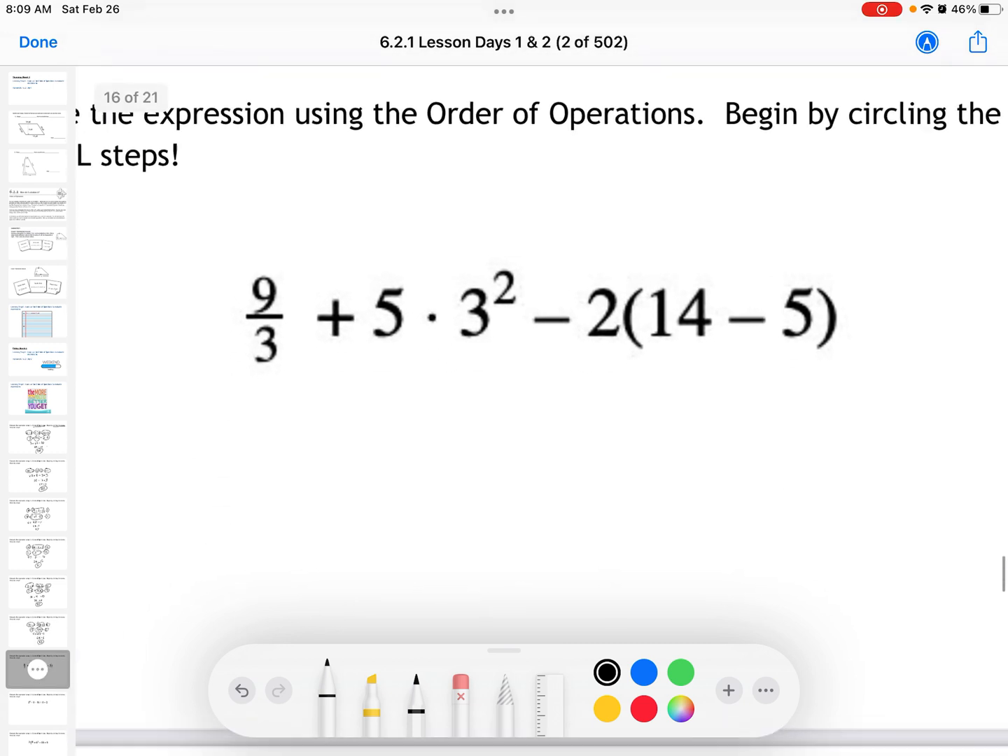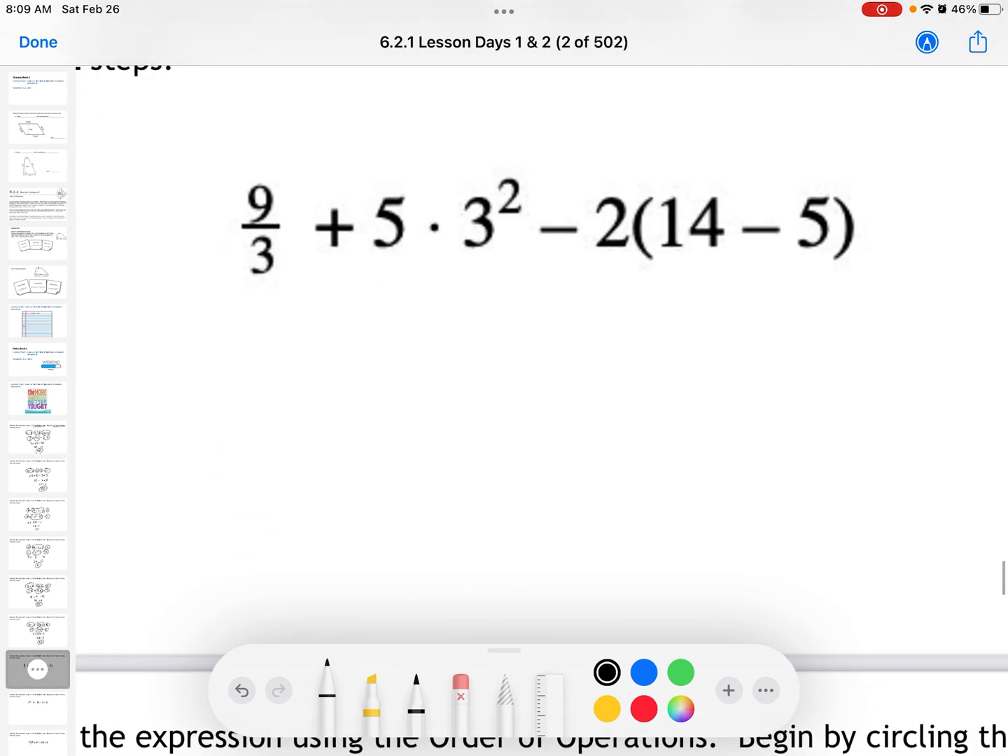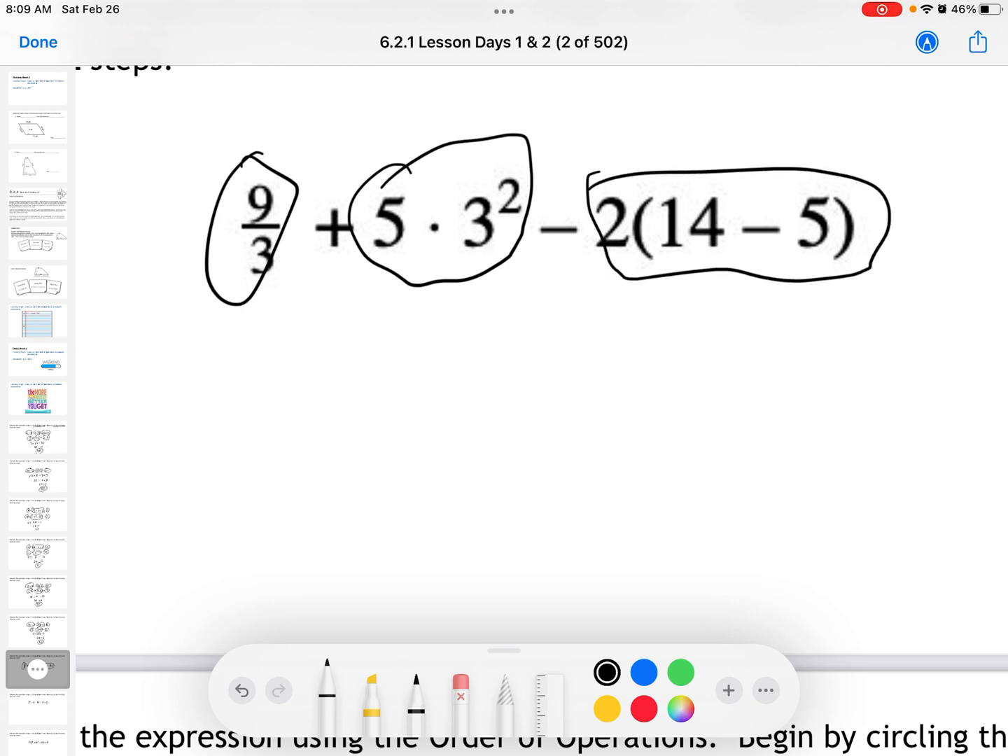All right, this one, I'm glad we're stepping into a new category here with our division there on the far left. So we separate by addition and subtraction. We do not separate the one on the far right because it's grouped together with parentheses. 9 divided by 3 is 3, plus 5 times 3 squared, which is 3 times 3 or 9, minus 2 times the parentheses 14 minus 5. We do all these parentheses first before any multiplication. 14 minus 5 is 9.